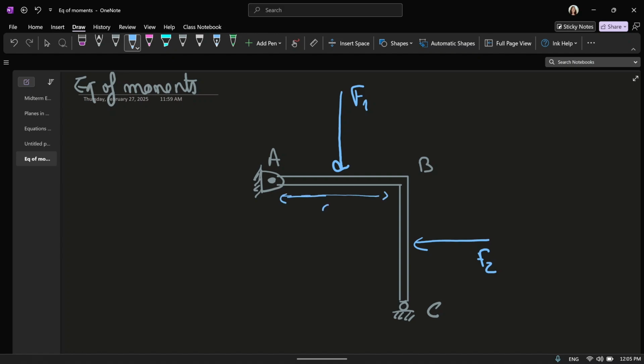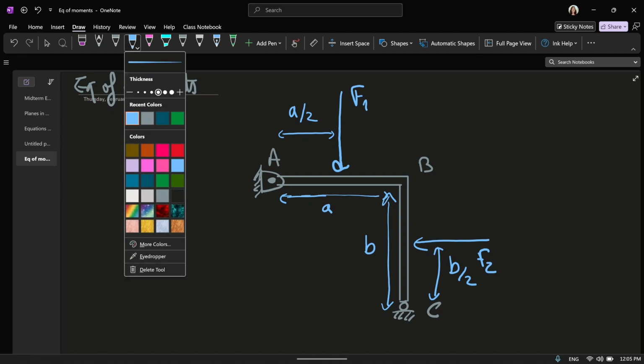And this is the distance A, and this is A divided by 2. And this is the distance B, it goes all the way to B. Just to make it simple, and this is the distance B divided by 2, just to make it easy. Which forces do we have? Which unknowns do we have? I make them in red when they are unknown.